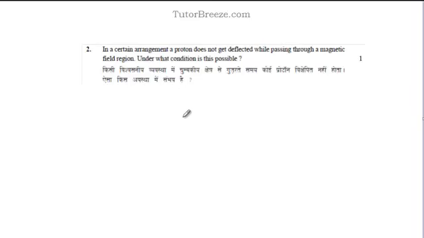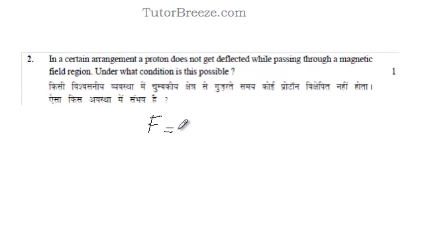The force on a charged particle moving in a magnetic field is given by F equals q v cross B, where v is the velocity, B is the magnetic field, and q is the charge on the particle. Now this says that the force has to be 0, because the proton does not get deflected. So if the force is 0, that means that v cross B has to be 0.